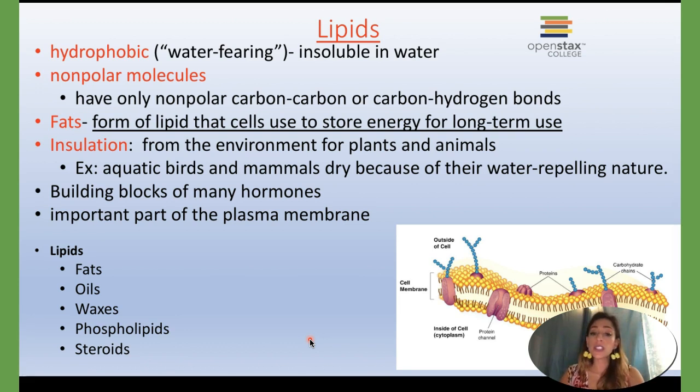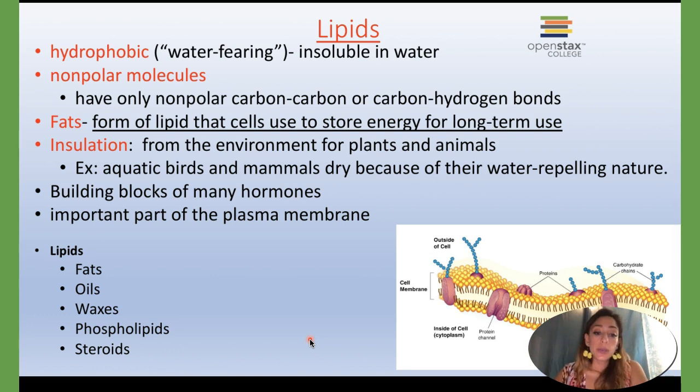Okay, so if you have a little extra fat, it's okay. It's all good. You're just storing it for later. Don't worry about it. You're being smart. Also, insulation. Lipid is good for insulation from the environment for plants and animals. So polar bears, for example, and also bears use insulation to help insulate them from the environment. Like I said, for polar bears, it helps keep them warm because they're in those extremely cold temperatures.